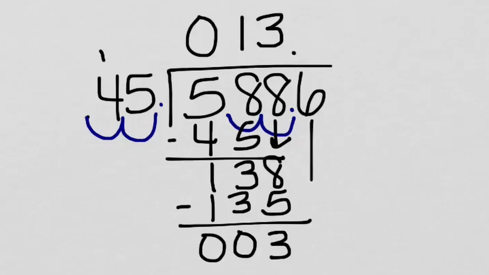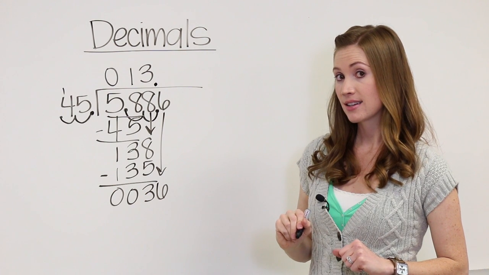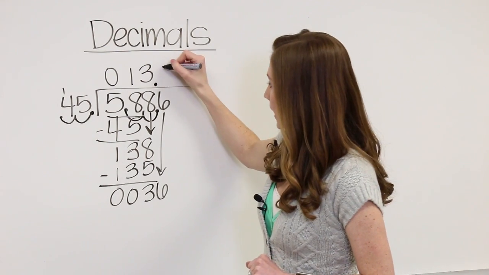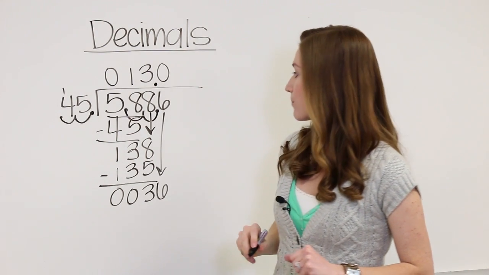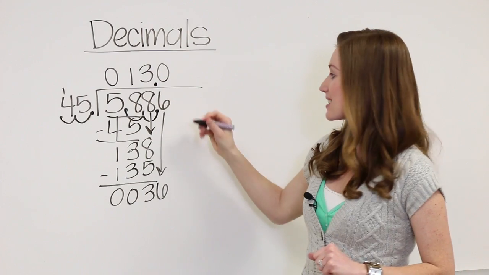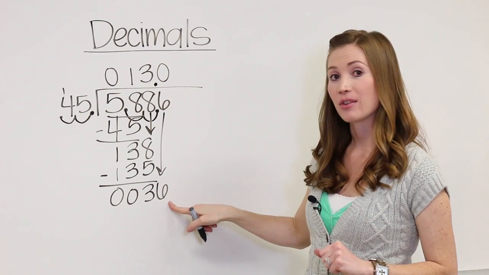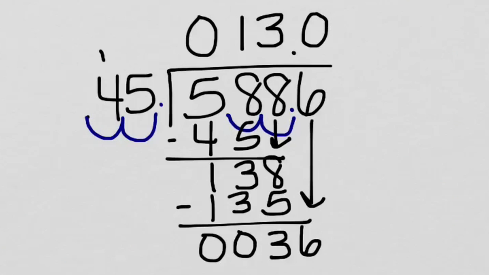Now we're going to bring down our 6. Can 45 go into 36? No, it can't. 45 is too big. So we'll write a 0. Now, we're going to need to add a 0 here because we're done bringing down numbers and we haven't gotten rid of what's remaining. So we're going to add a 0.